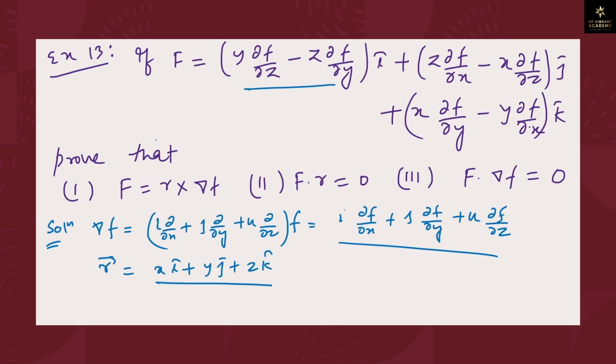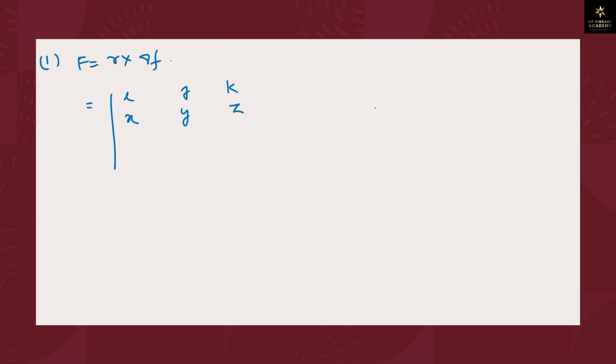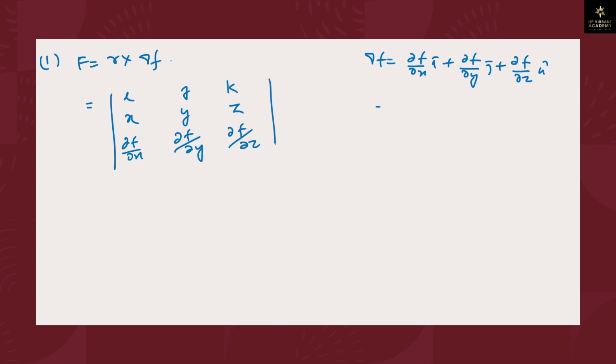Del of f is del f upon del x i cap plus del f upon del y j cap plus del f upon del z k cap. So this is del f upon del x, this is del f upon del y, and this is del f upon del z. So this is equal to i times of, let us cross multiply.